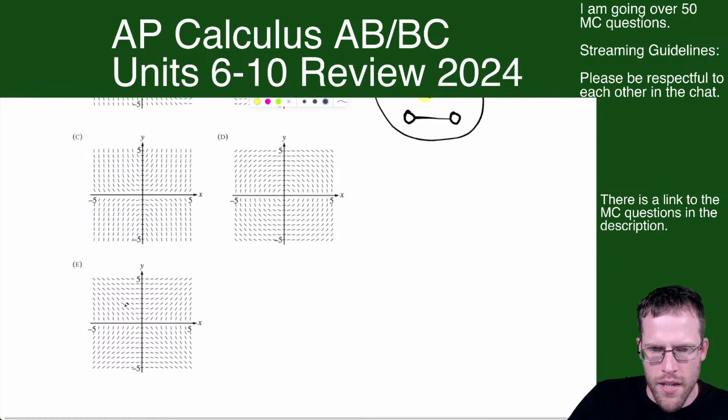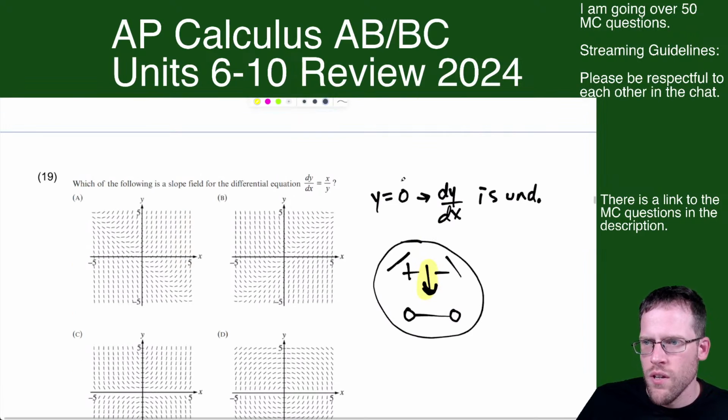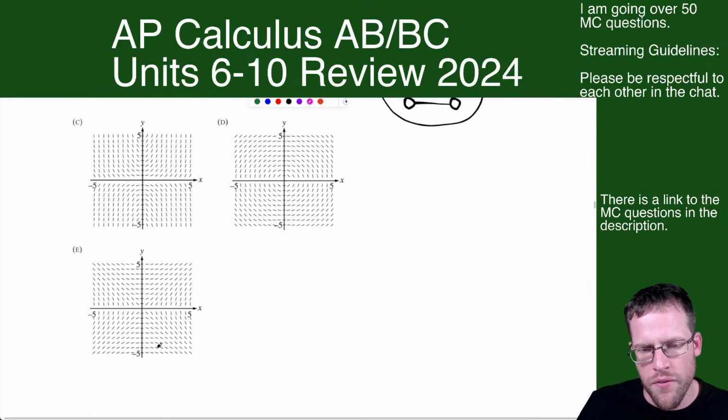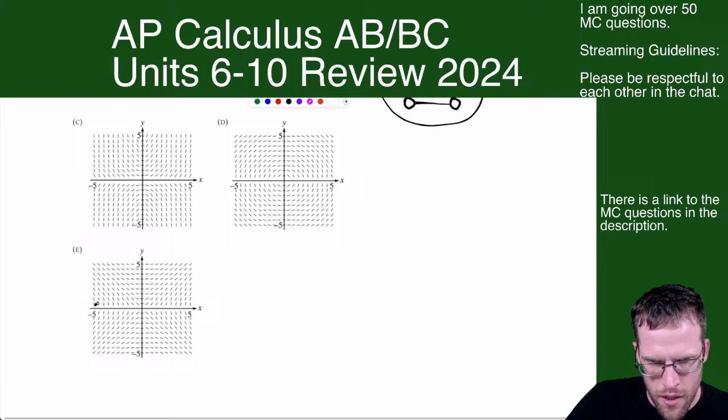Looking at this, y equals 0 makes me think of the x-axis. Y equals 0 is here. So what I'm looking for is, along the y-axis, a bunch of vertical slopes like this, or undefined slopes, vertical tangents, I should say. So you see choice E is the one. In choice E, you can see at this location that we have all of these vertical slopes happening, starting to head this way.